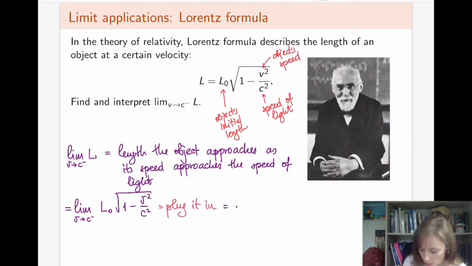Okay, so what am I going to have? I'm going to have L0. I'm going to put it in square brackets if there is an issue. Otherwise, I'm just going to keep it as is. So I am plugging in v goes to c minus. So I'm plugging in c instead of v. C is an actual number. Speed of light is a known constant, right? So I'm plugging that in instead of the velocity. Whoops. So I'm going to have 1 minus c squared over c squared.